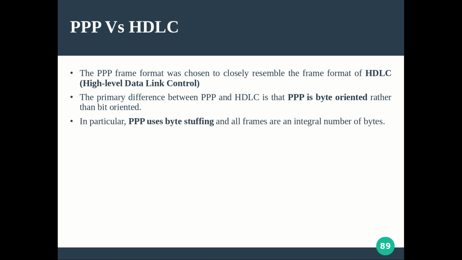In particular, the point-to-point protocol uses byte stuffing, and all frames are an integral number of bytes. That we will see. Before that, I hope it is clear: byte oriented and bit oriented, keep that in mind. Bit oriented gives attention to each and every bit being communicated, so it is a more lower layer protocol. The point-to-point protocol is byte oriented. It treats a byte as a whole, as a single unit of information. So it moves from bit level to byte level, and that difference is there.